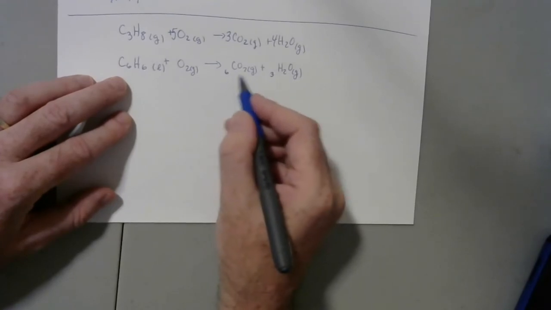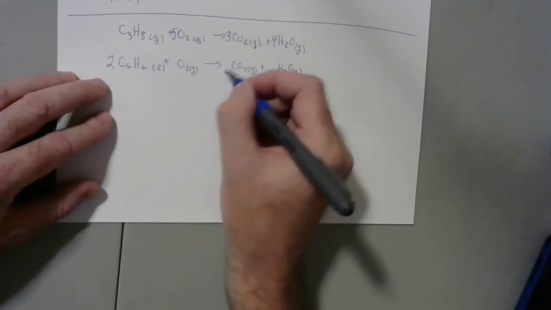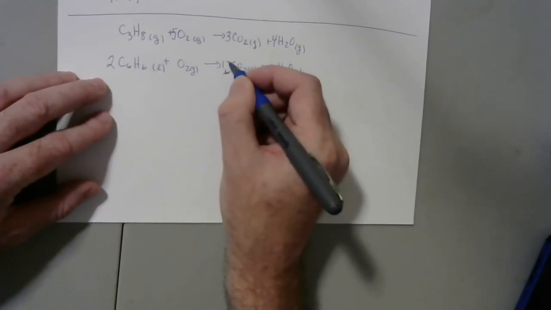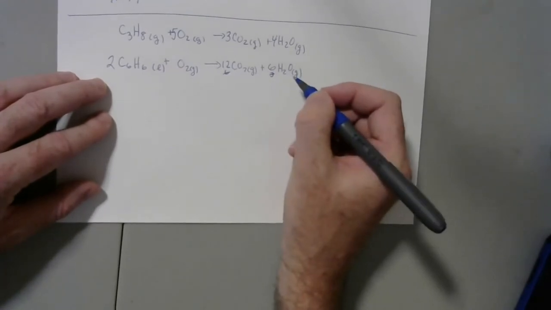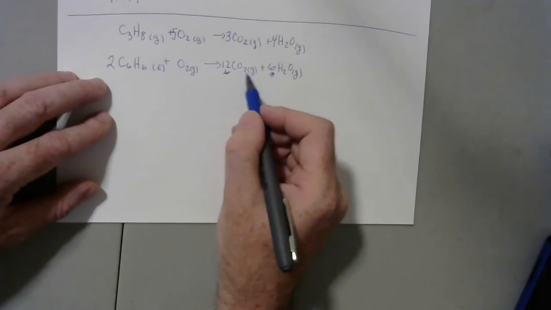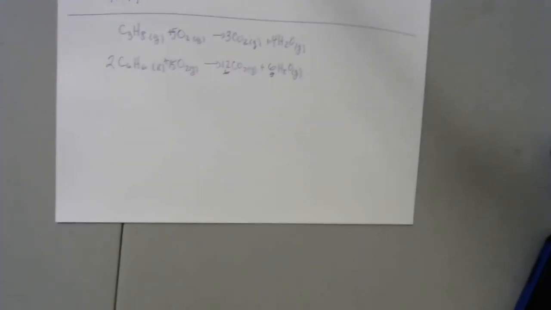I realize I'm going to end up with an odd number here. So I'm going to end up having to double that. So 2, 12, 6. Now let's get the oxygen. 24 plus 6 is 30. So I'm going to need a 15 right there.